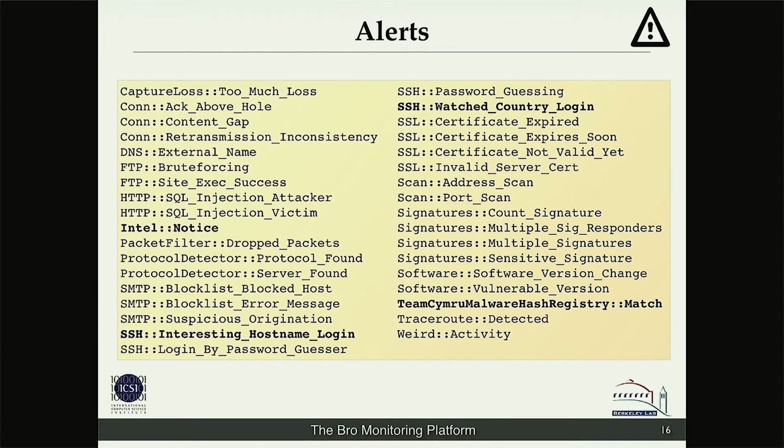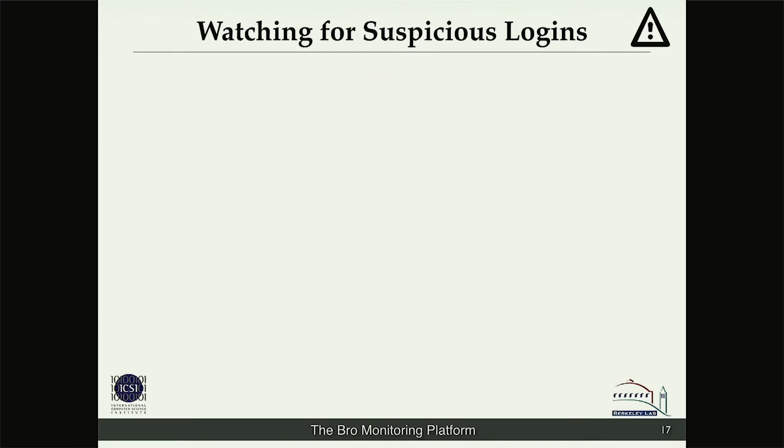These are all the alerts Bro by default can generate. And I'm going to talk about the 4.1 as examples, which are in bold. So let's start with something simple, and that is just two simple heuristics for finding suspicious SSH logins.